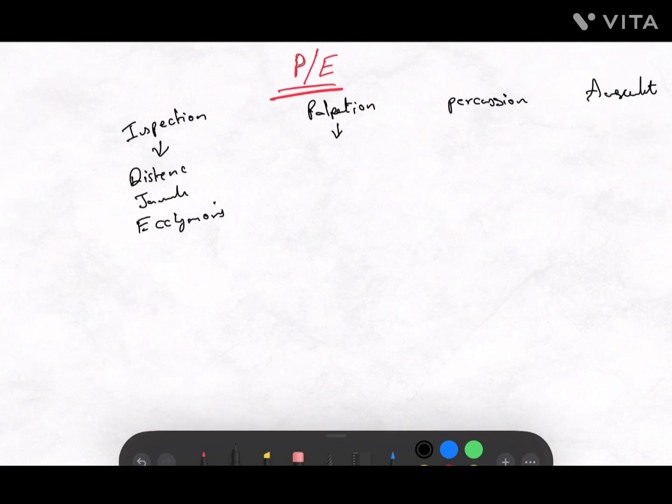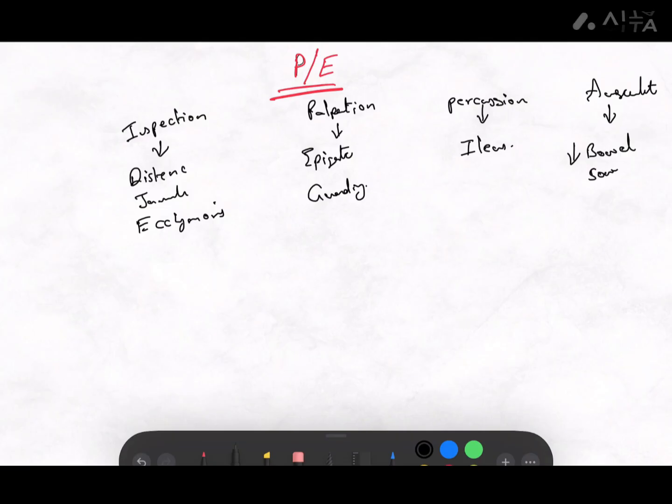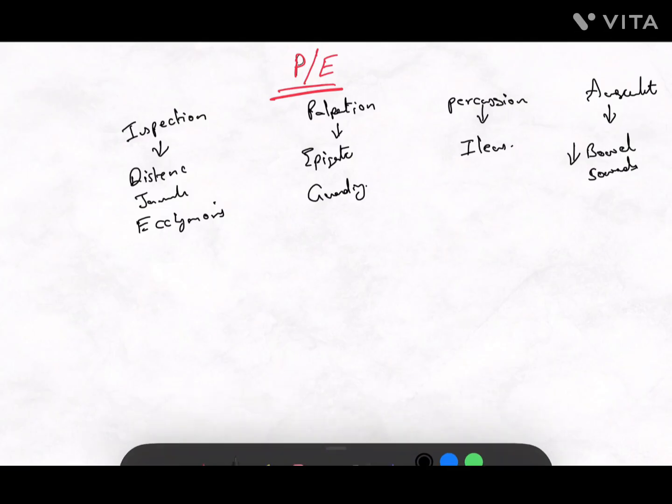Next, palpation. In palpation we can see epigastric tenderness and guarding. Next, percussion. Percussion may reveal ileus also. So that is why we have to know how to differentiate. Next, in auscultation the bowel sounds will be reduced. So this is the physical examination.